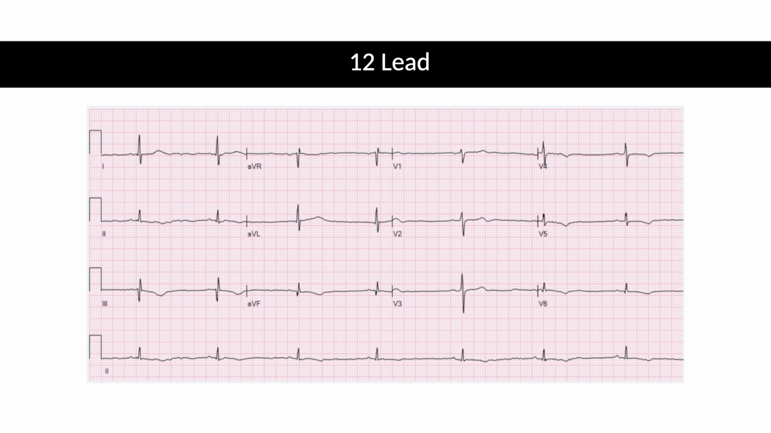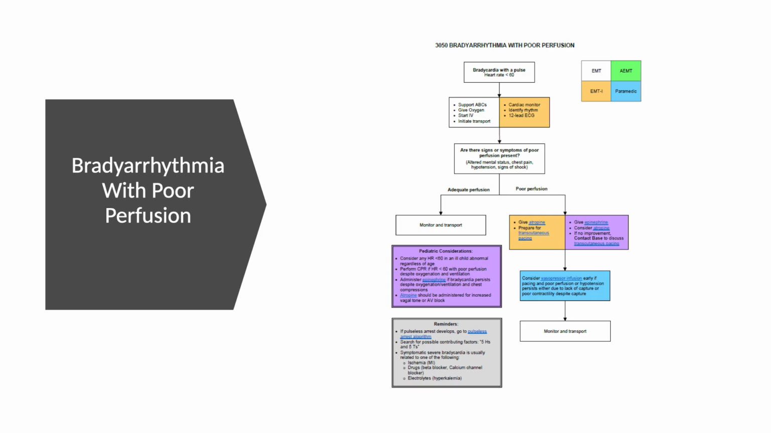You notice this patient has a regular rhythm and is in sinus bradycardia. The rate is going quite slow. So we need to decide, well, what are we going to do about that? Let's take a look at our bradycardic with poor perfusion protocol. And that's the big thing. We need to decide, do they have poor perfusion or not?